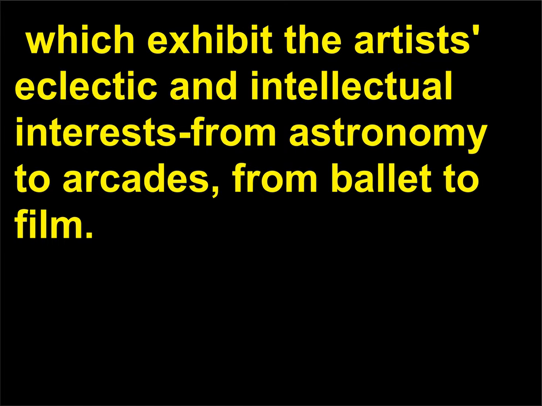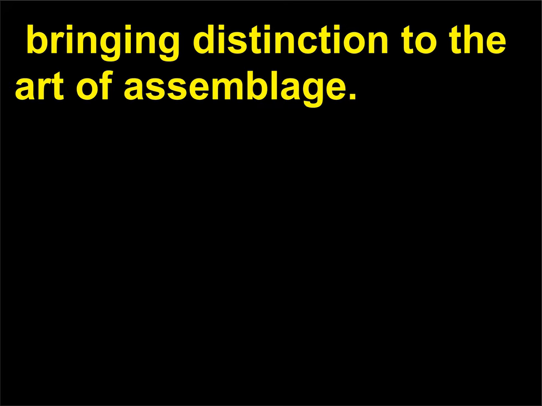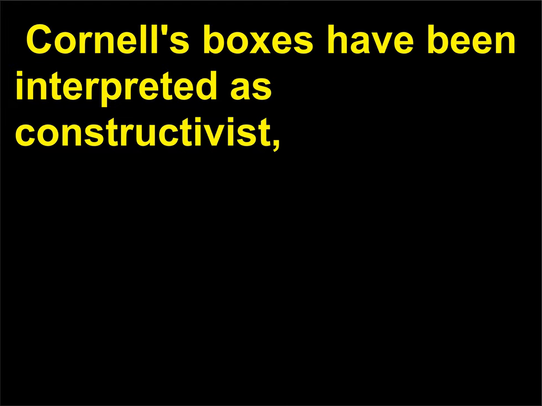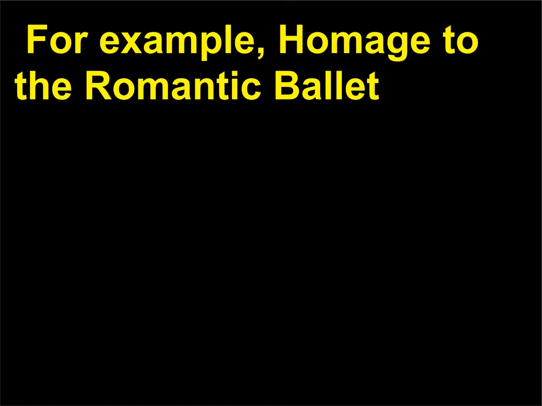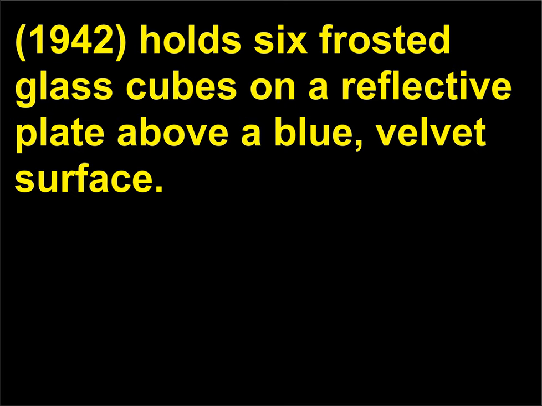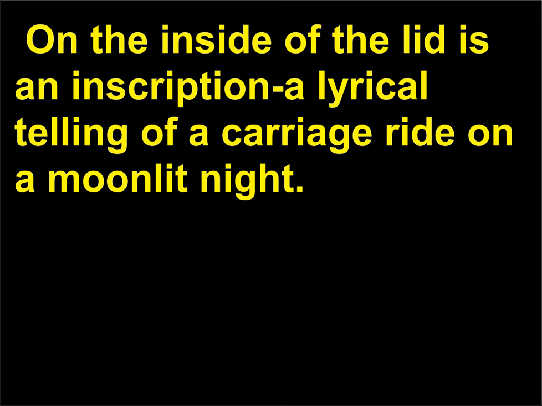Cornell exhibited his work at the surrealist Julien Levy Gallery, bringing distinction to the art of assemblage. Cornell's boxes have been interpreted as constructivist and have also been likened to visual poems, filled with surprising, often playful objects. For example, Homage to the Romantic Ballet, 1942, holds 6 frosted glass cubes on a reflective plate above a blue velvet surface. On the inside of the lid is an inscription, a lyrical telling of a carriage ride on a moonlit night.